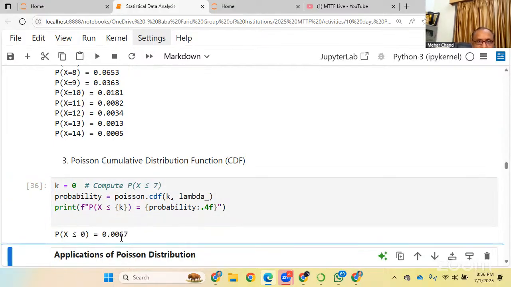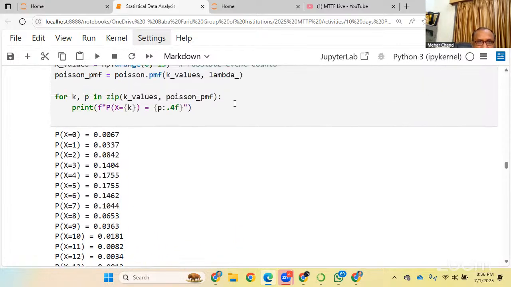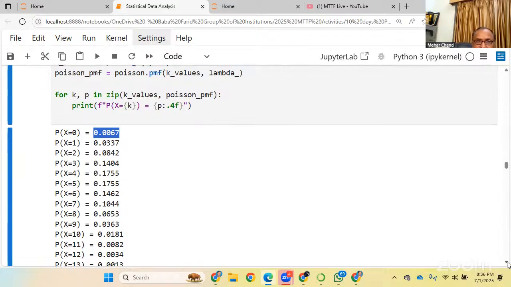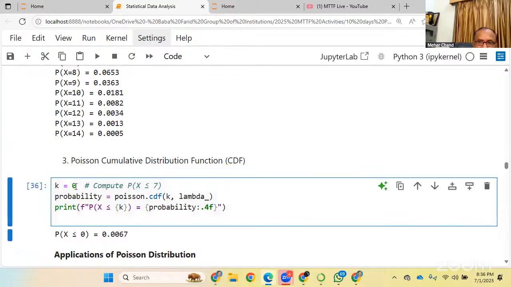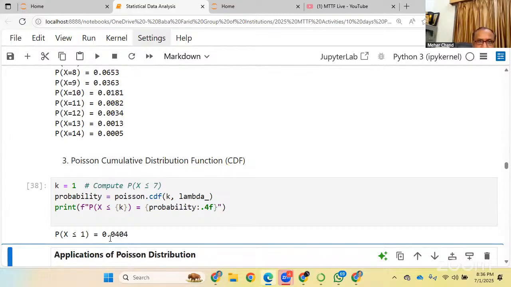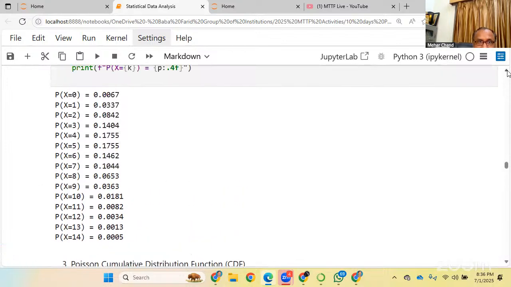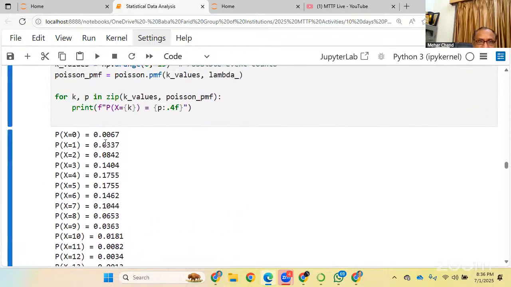And if we take 0 at its place, then we have 0.0067, and see now these values. And when you take k equal to 1, then 0.0404. The value of x less than or equal to 1 means 0 and 1, so this is the sum of these two values.